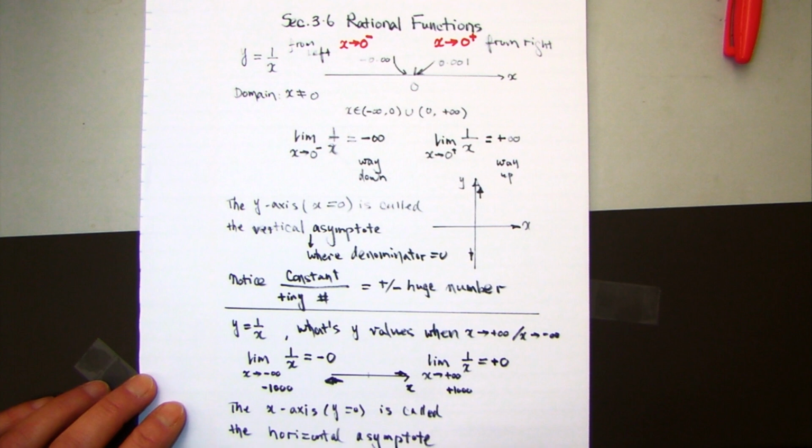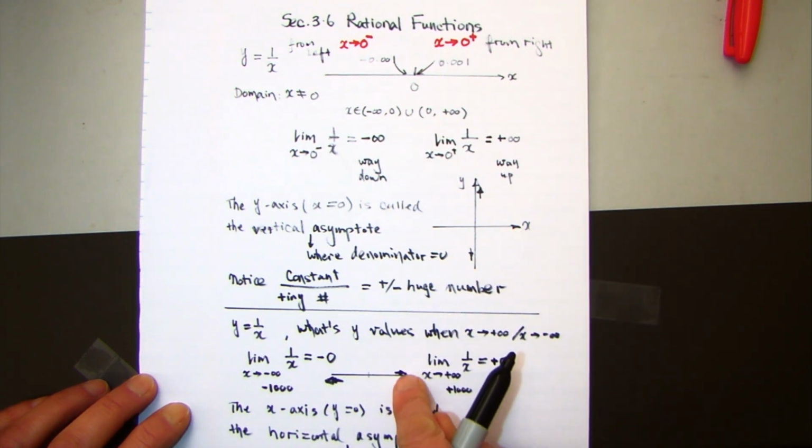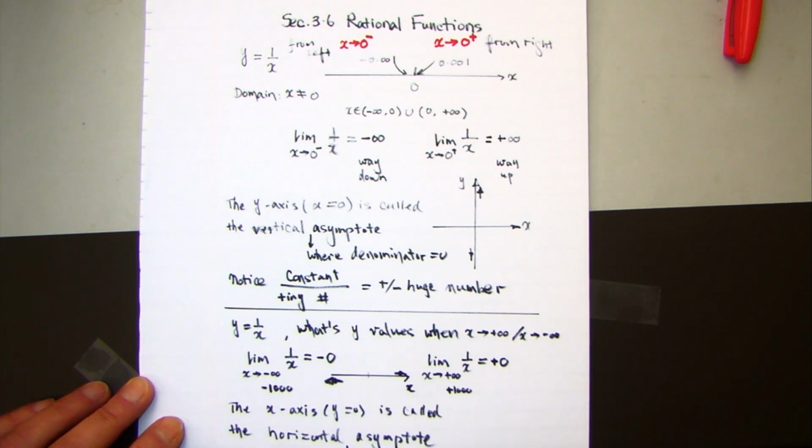Okay, where do I find it? A horizontal asymptote takes place where your x approaches way to the right, positive infinity, or way to the left, negative infinity.